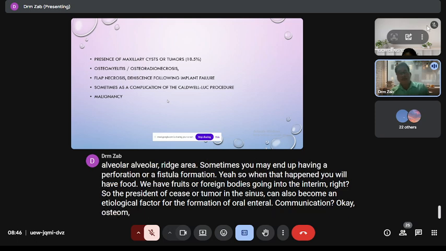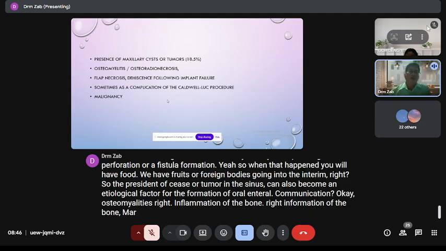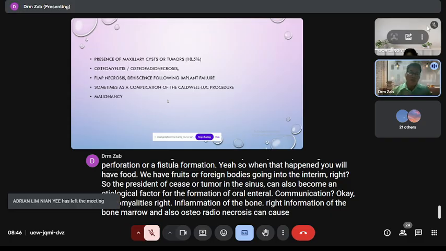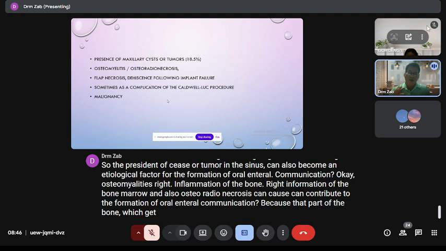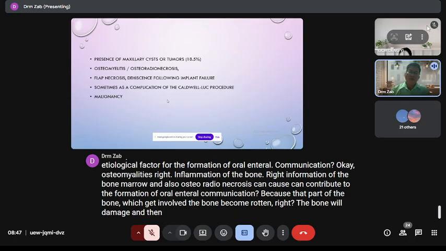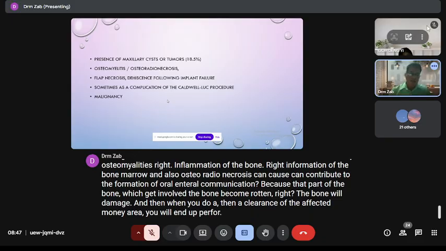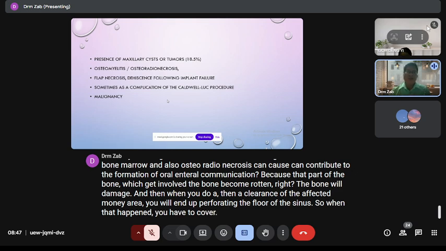Okay, osteomyelitis, right? Inflammation of the bone, inflammation of the bone marrow, and also osteoradionecrosis can contribute to the formation of oro-antral communication, because that part of the bone which gets involved, the bone becomes rotten, the bone will be damaged, and then when you do a clearance of the affected bony area, you will end up perforating the floor of the sinus. So when that happens, you have to cover the defect. How to cover the defect will be discussed later.